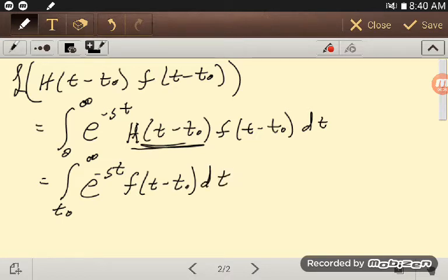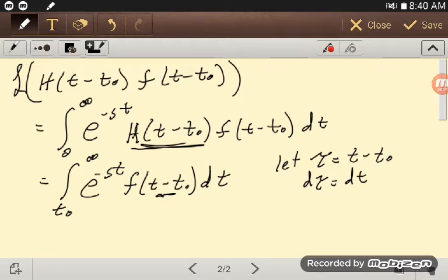Okay, so that's what we have. Now, I don't know how to finish that other than I'm going to do a substitution. I'm going to let tau equal t minus t0. So you see I'm doing a substitution in there for the f. And well, so integration by substitution, I need d tau, but that's just dt because t0 is a constant.